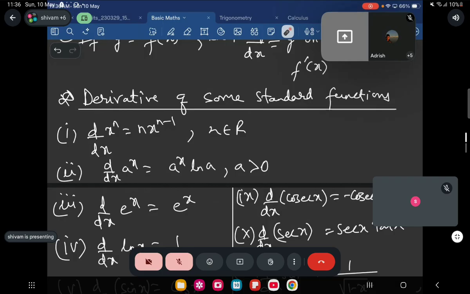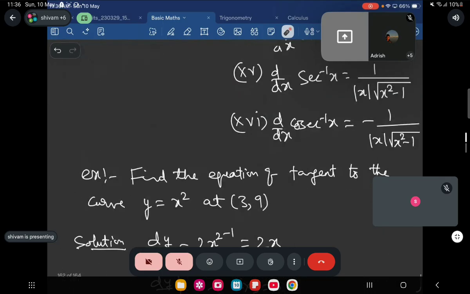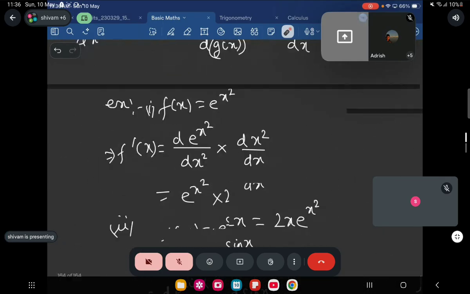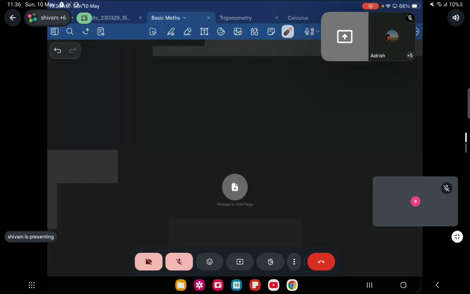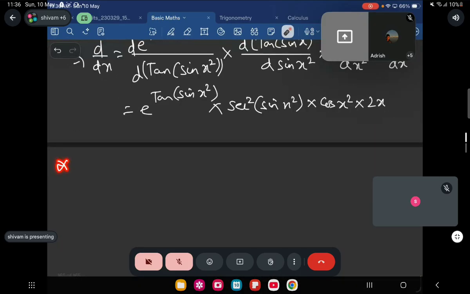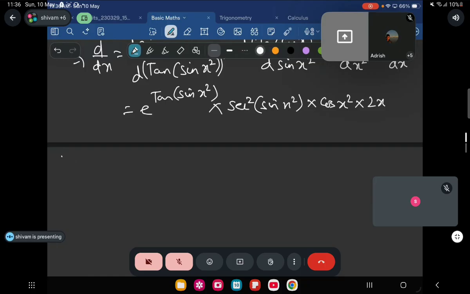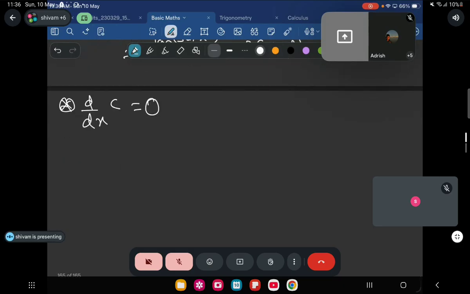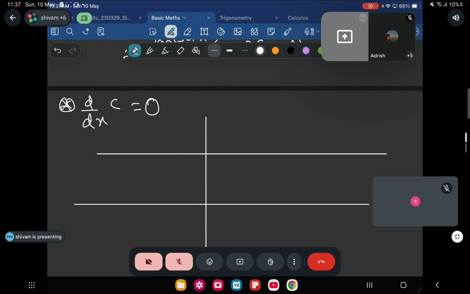Next, another thing. d by dx of a constant function is equal to 0. Why? Because y equal to constant is a straight line. Wherever you draw a tangent, it will be parallel to the x-axis. So dy by dx of a constant function is 0.